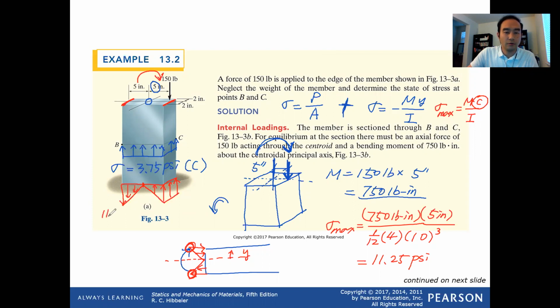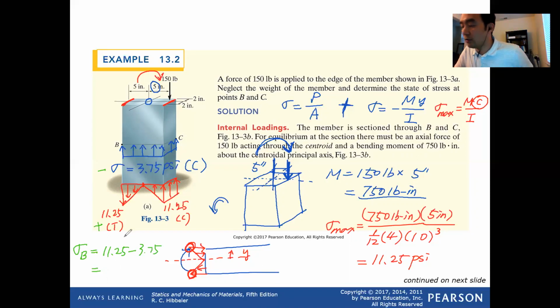So this is 11.25 in tension, and this is 11.25 in compression. And we're going to combine these two together. So what is going to be the sigma at point B? Sigma at B will be equal to, one is in compression, the other one is tension. Usually we use a positive sign for tension and a negative sign for compression. So sigma B is now 11.25 with a positive sign, and then 3.75 with a negative sign. So I'm going to subtract that, which is going to be 7.5.